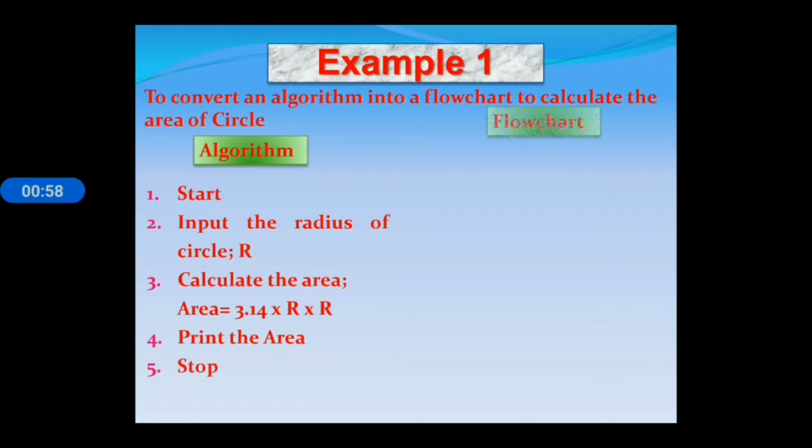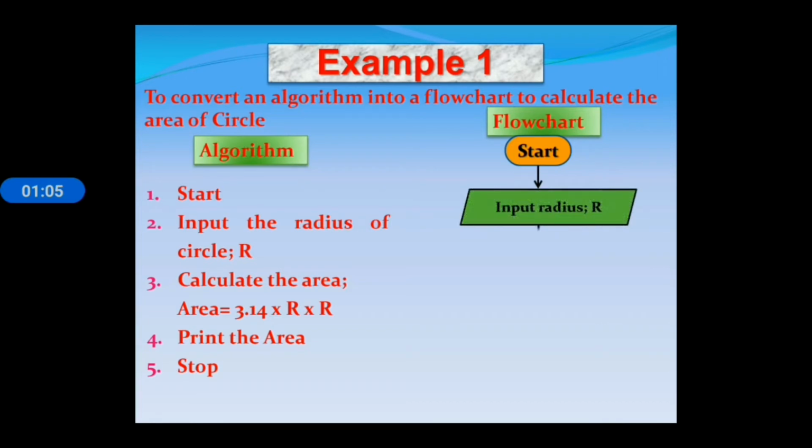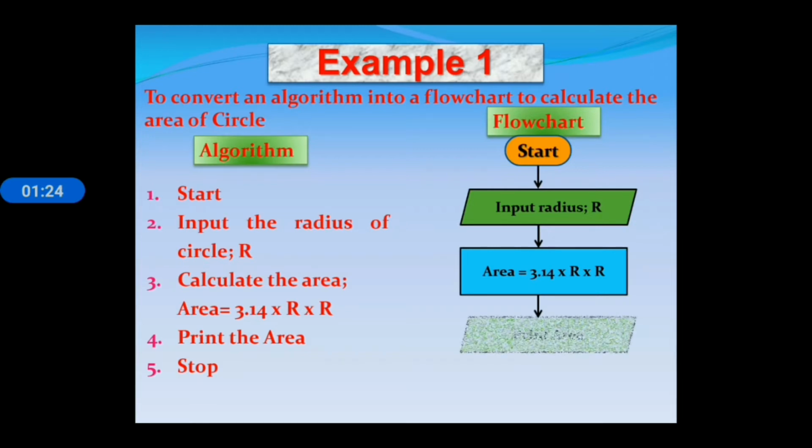Now let's see the flowchart. First, an oval shape, start. Then in a parallelogram, input the radius in the variable r. In the processing box, put the formula, let's say 3.14 into r, and whatever calculation is done is stored in the area variable. Then, using a parallelogram again, print the area. At last is stop.